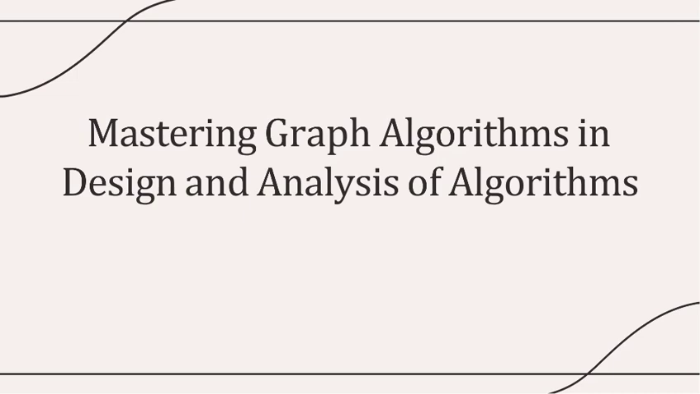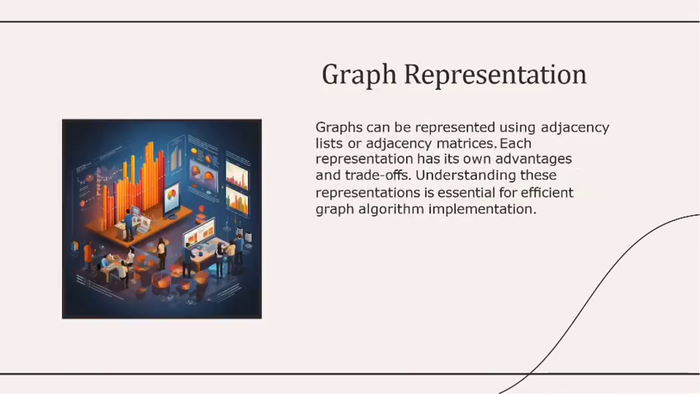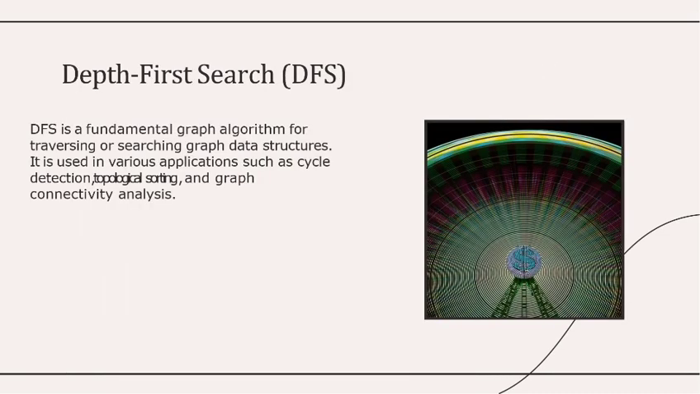In this video, we are going to see about the graph algorithms in design and analysis of algorithms. Graph algorithms are a fundamental part of computer science, focusing on analyzing and manipulating graphs, which are structures composed of nodes, that is nothing but vertices, and edges, the connections between the nodes. A graph is represented using adjacency lists or adjacency matrices. Understanding these representations is essential for efficient graph algorithm implementation.